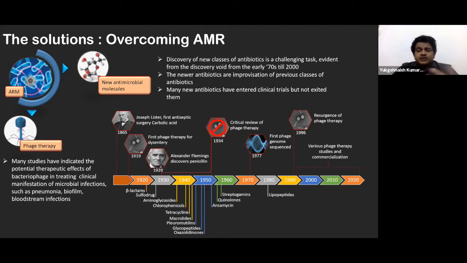The second approach that we can look at is phage therapy, which was discovered before penicillin, in 1919. It was used for treating dysentery. However, 5 years after the discovery of penicillin, there was a lot of critical opinion about the usage of phage in treating bacterial infection. Since 1996, we can observe a resurgence of phage therapy. From that time until this year, a lot of phage therapy studies have been done, and a lot of products are available, especially in agricultural settings.